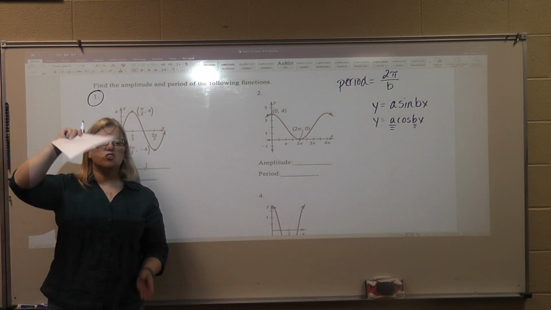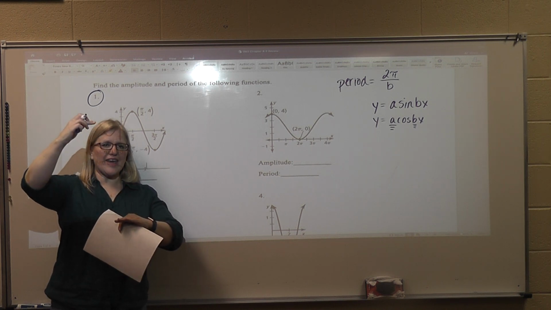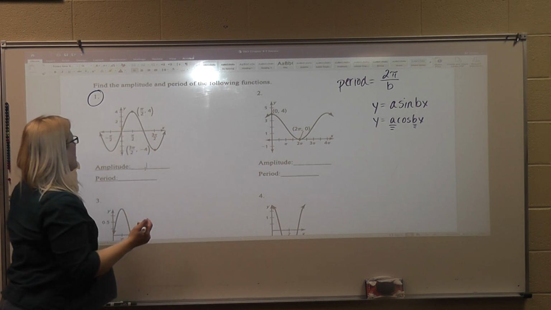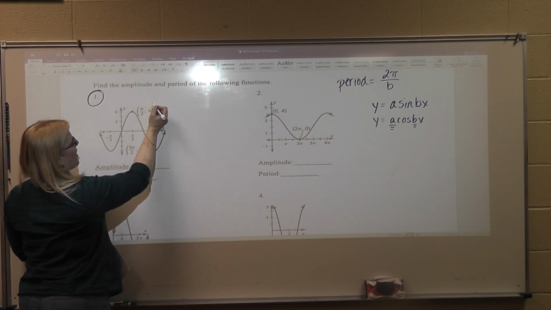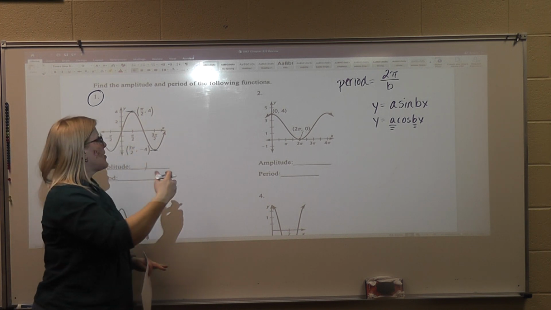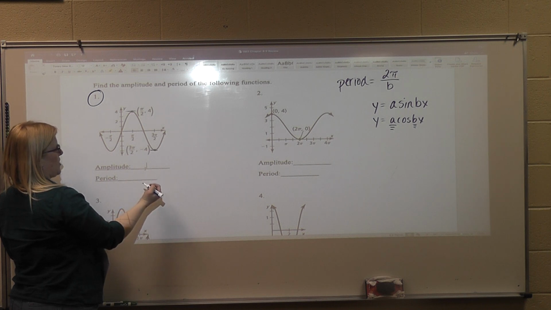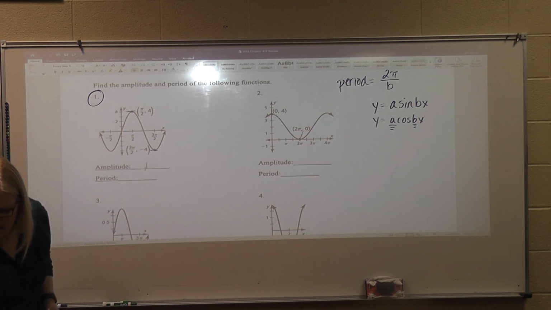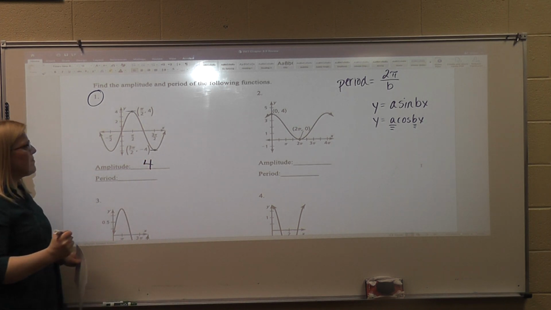Now first of all, the amplitude is the distance between the lowest to the highest cut in half. So my lowest point here is -4. My highest point is a 4. So together it's 8, but I cut that in half. So my amplitude is 4. Okay, but what about the period?